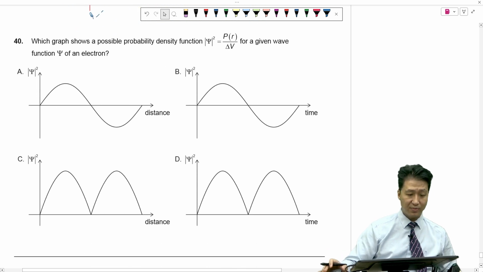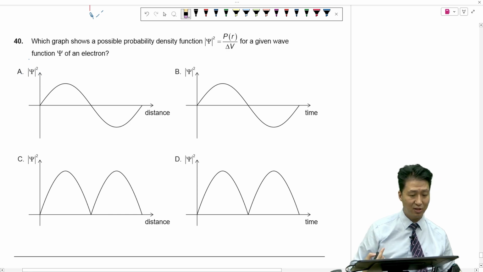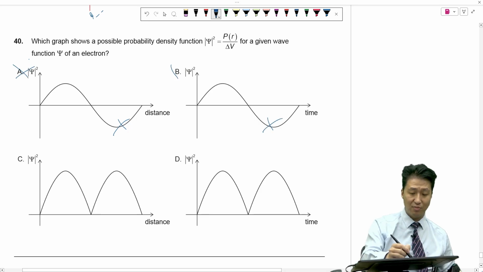Finally, the last question, number 40. It says, which graph shows a possible probability density function, absolute value psi squared, which is equal to the probability over the volume for a given wave function psi of an electron. Okay, so first of all, if you have any wave function, of course it can be a complex number, but if you ignore that fact, if you get the absolute value and you square it, you cannot get negative values. So not negative, it cannot be A or B.